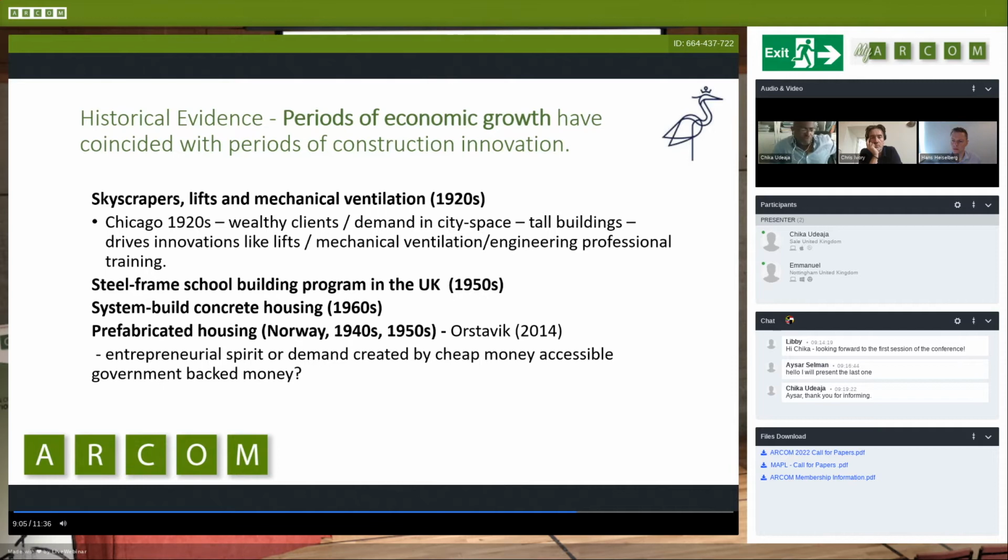And what was happening also was that the Norwegian government was making very cheap money available to its citizens through its two national banks in order to allow them to buy housing. And the only way to meet the demand for that housing was through prefabrication. So again, we also have a demand story here as well.